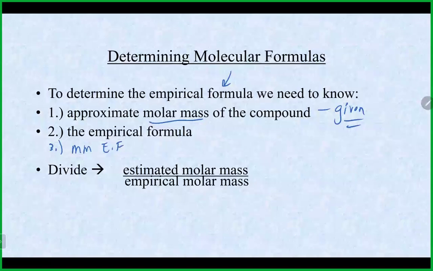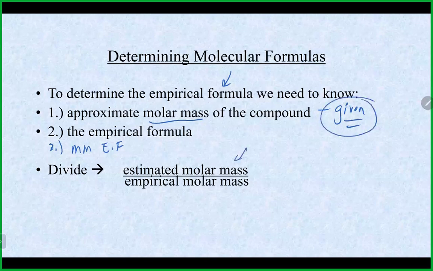Once you have the molar mass of your empirical formula, you will take the molar mass that was given to you and divide it by the empirical formula's molar mass, and this will give you a number. And this number is what you would multiply the empirical formula by to get to the molecular formula.